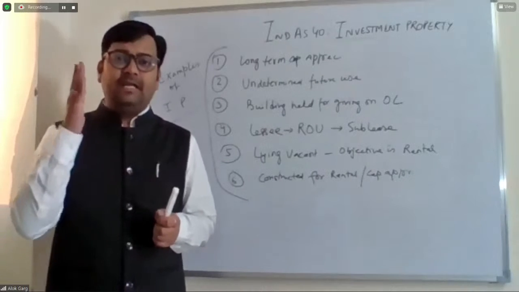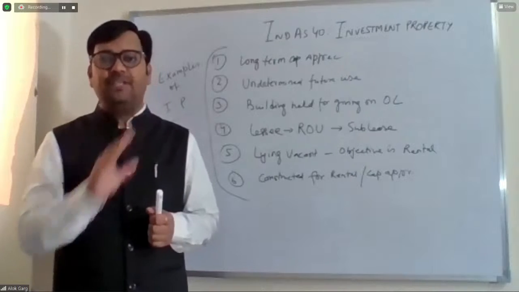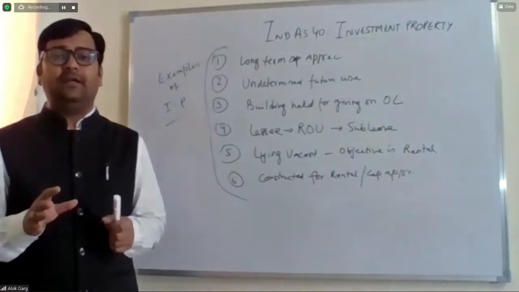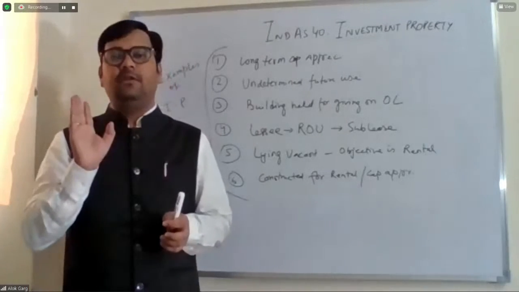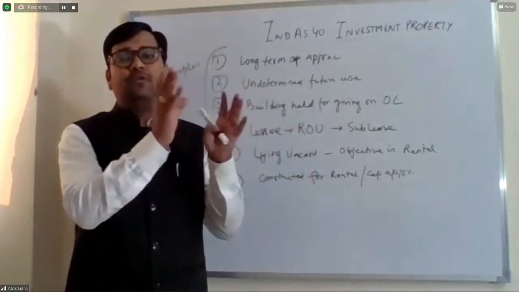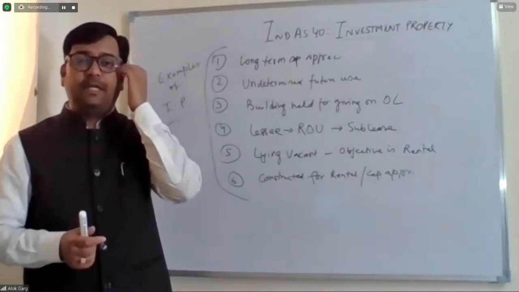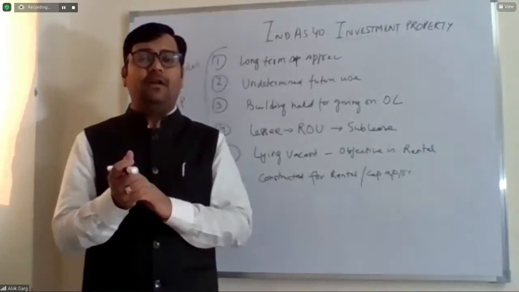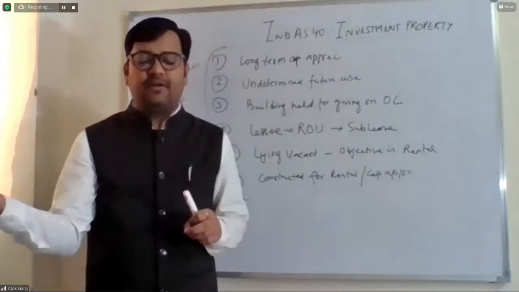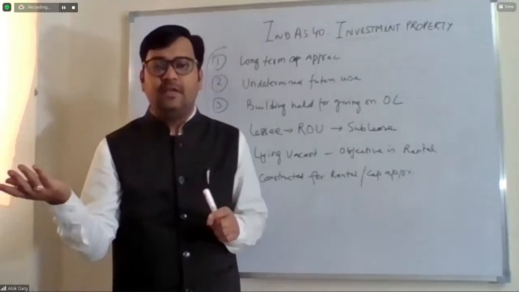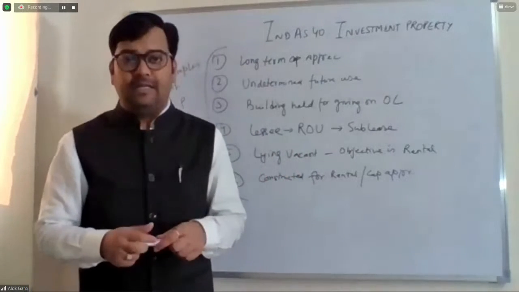From the lessee perspective, the concept of operating lease and finance lease has been removed, has been deleted. There is no concept of operating lease or finance lease from the lessee perspective. From the lessor perspective, the concept of operating lease and finance lease is there. Now, what is that concept? You have learned that if the risk and reward are transferred, then it is considered a finance lease. But if risk and reward are not transferred, it will be considered an operating lease.